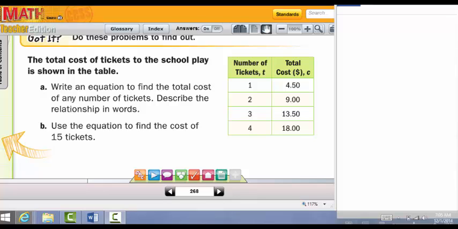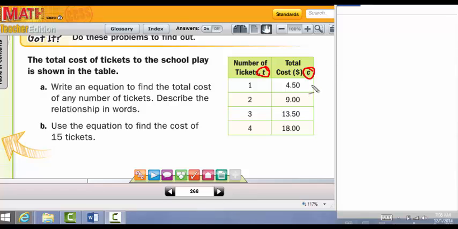Here are your solutions to 4-1, the letter problems. In problem letter A, we're being asked the total cost of tickets to the school play shown in the table. One of the things we should notice right away is that we have T representing tickets and C representing the cost in dollars.